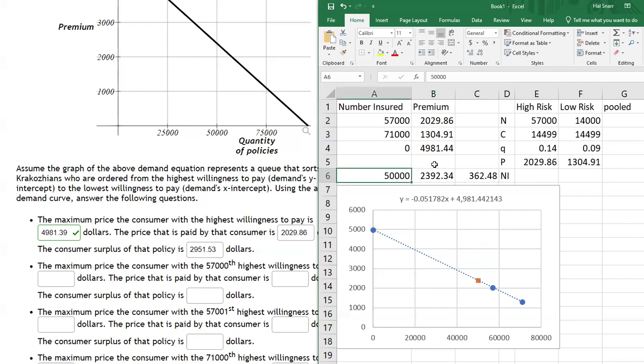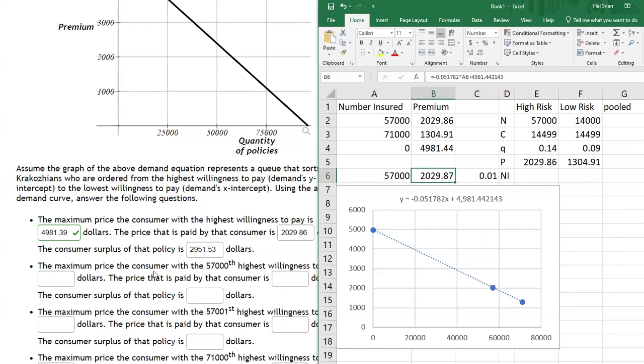Now, when we get to the marginal high-risk Caucasian, the 57,000th high-risk Caucasian, the premium they're willing to pay is a penny more than what they end up paying. And as a result, their consumer surplus is zero. Now, the reason why it's not zero is because I'm rounding these values to 6 decimal places. If I didn't round at all, this would be zero.